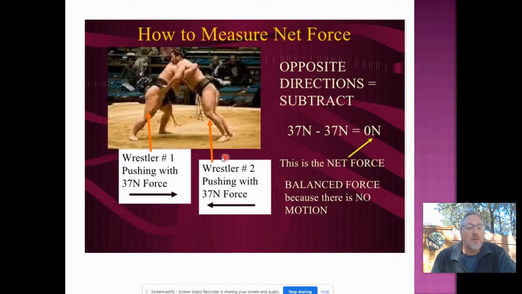Okay. So in this situation, one guy's pulling or pushing to the right, one guy's pushing to the left. They're opposite. Whenever they're opposite, you're going to want to subtract. So 37 to the right, 37 to the left. You minus them, that would be 0 newtons of force. These guys are not moving. They're stuck. They're perfectly balanced sumo wrestlers.